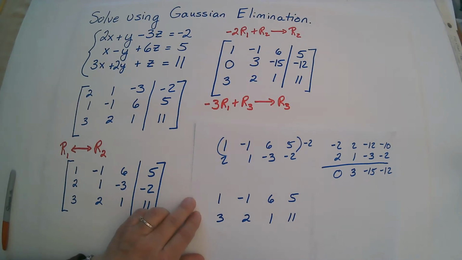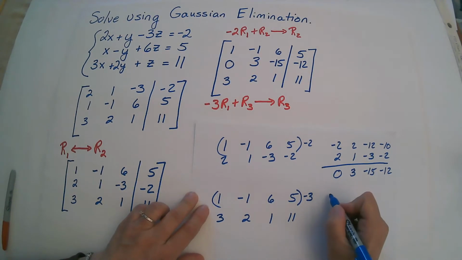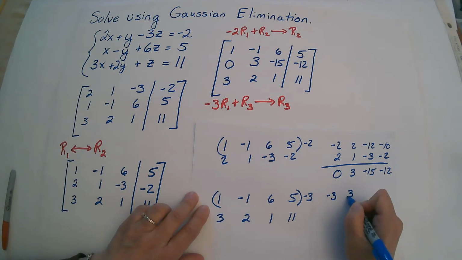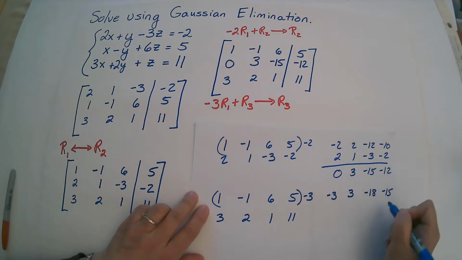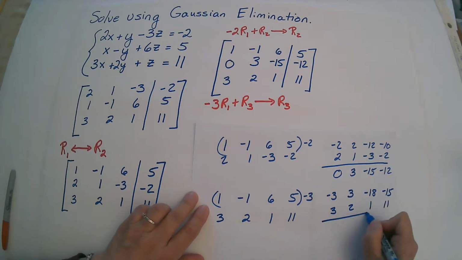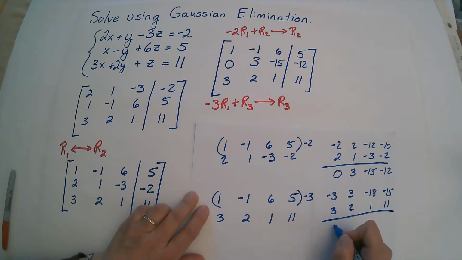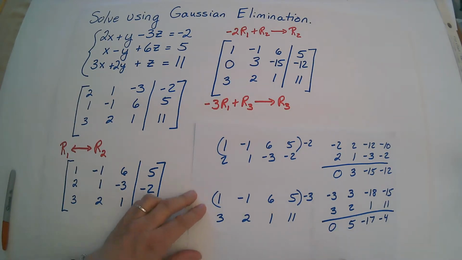And this time we're multiplying row 1 by -3, and we're going to add it. So let's see, when we multiply it by -3, we have -3, 3, -18, and -15. And we're going to add that to 3, 2, 1, 11. And we get 0, 5, -17, and -4. So that's what we're going to place in row 3.